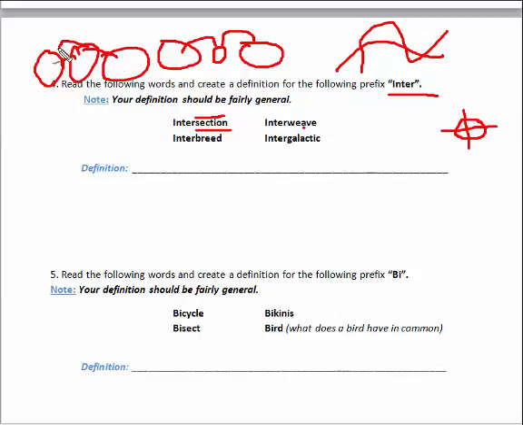It might be some of this, it might be some of that. Sometimes you're here, sometimes you're there. Inter, make a loose definition for the prefix inter. Let's go ahead, pause the video here. We'll come on back with problem 5 and 6.